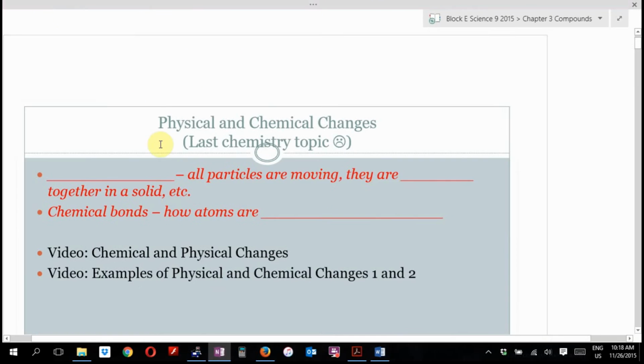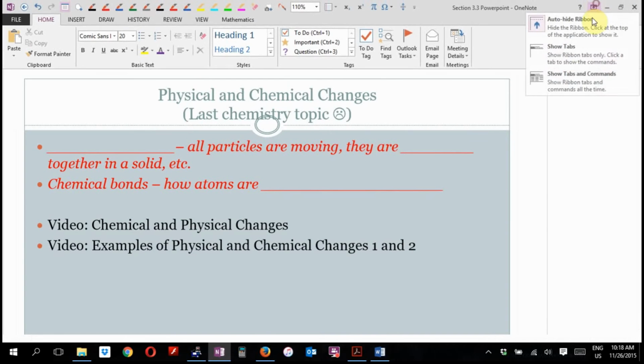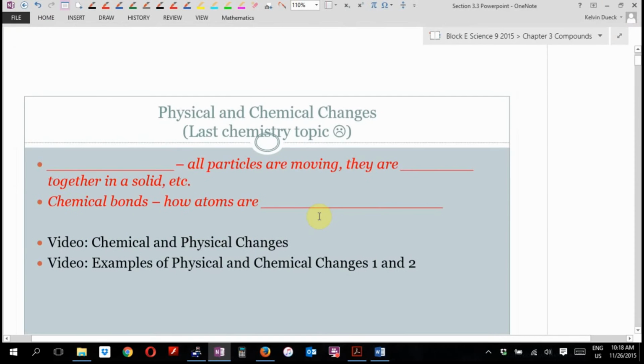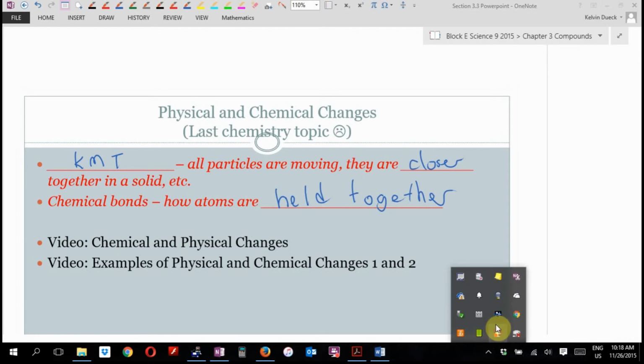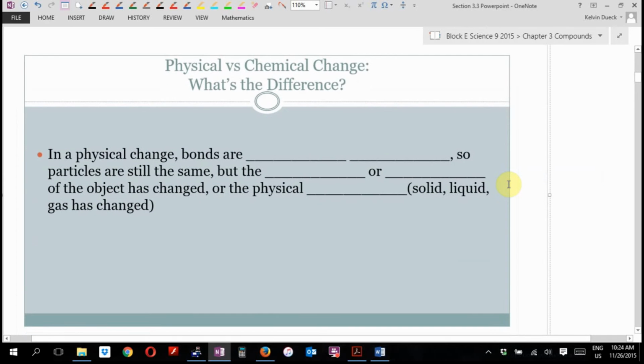So, what did I say? This is KMT. They are closer, we said this, yes. And how atoms are held together? Because I had a couple of videos to show you. Put your pencils down, please, look up.